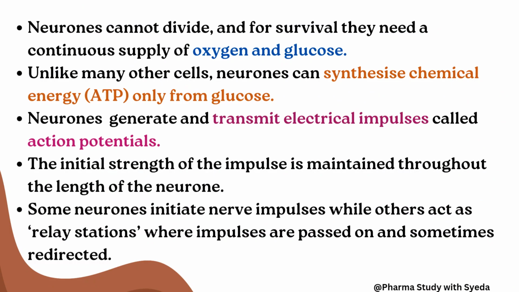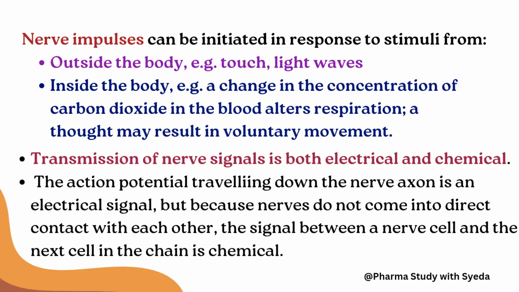Some neurons initiate nerve impulses while others act as relay stations, where impulses are passed on and sometimes redirected. Nerve impulses can be initiated in response to stimuli from outside the body, for example touch, light waves. Inside the body, for example, a change in the concentration of carbon dioxide in the blood alters respiration. A thought may result in voluntary movement.